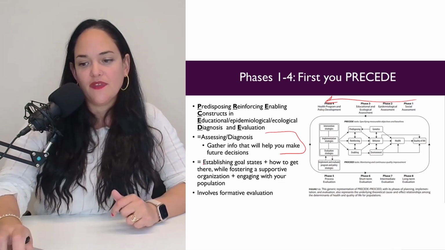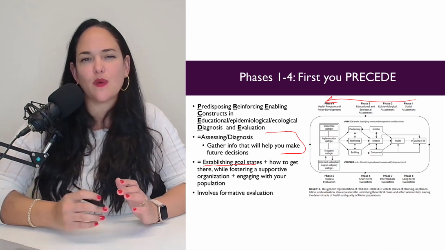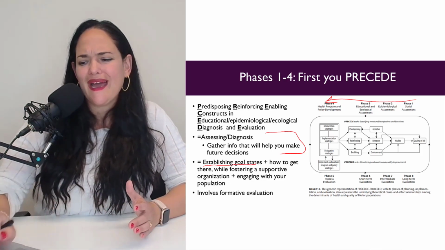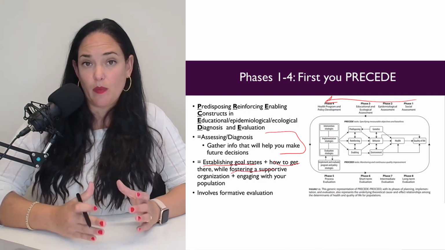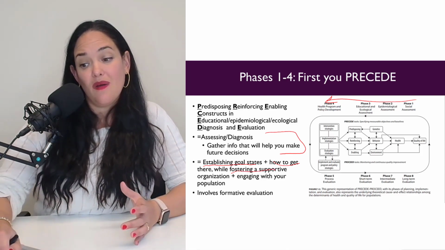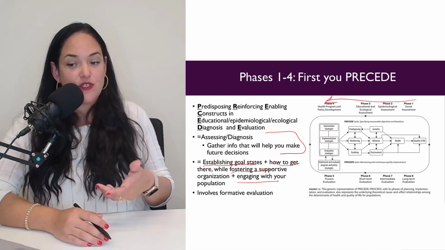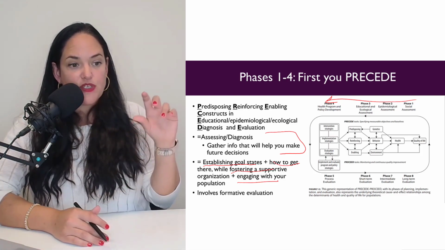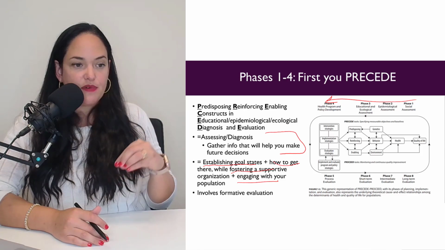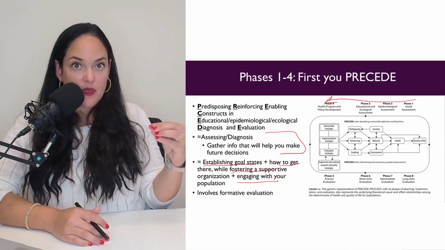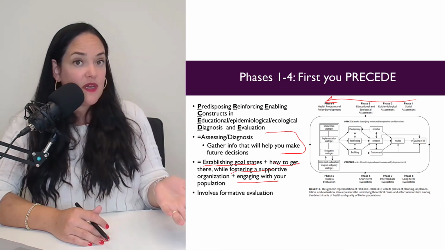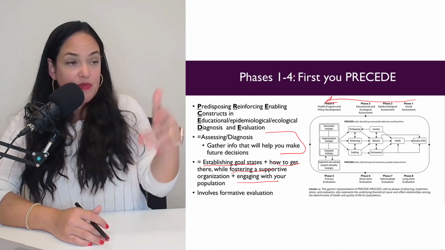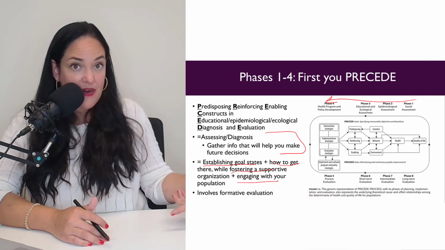So in this PRECEDE part, we're figuring out what's the ultimate goal. How do we get there? And how do we foster an environment that's going to support those changes and that is actually going to be meaningful to that population? And what's going to be a key theme in the PRECEDE-PROCEED model is this concept of evaluation. We want to keep track of everything we do and evaluate everything we do so we can keep making our program better and better.